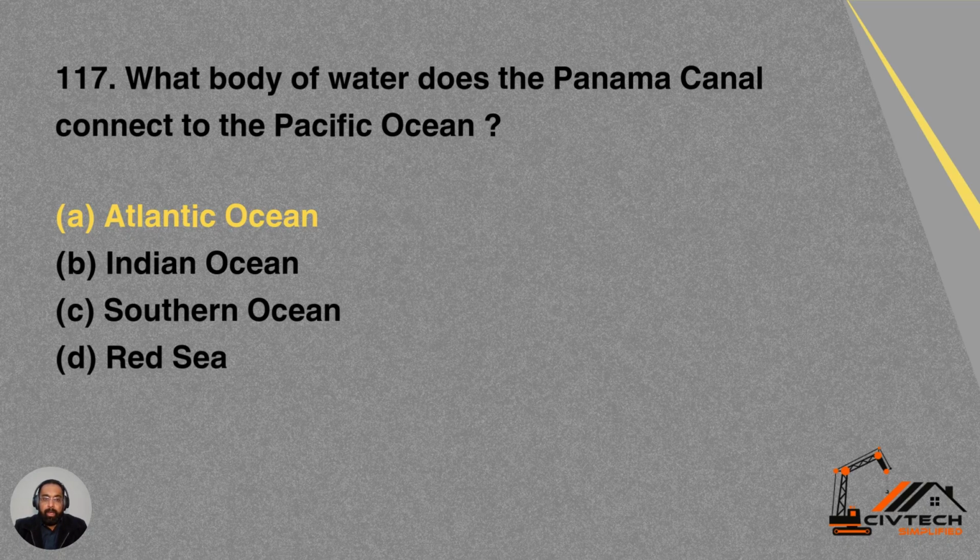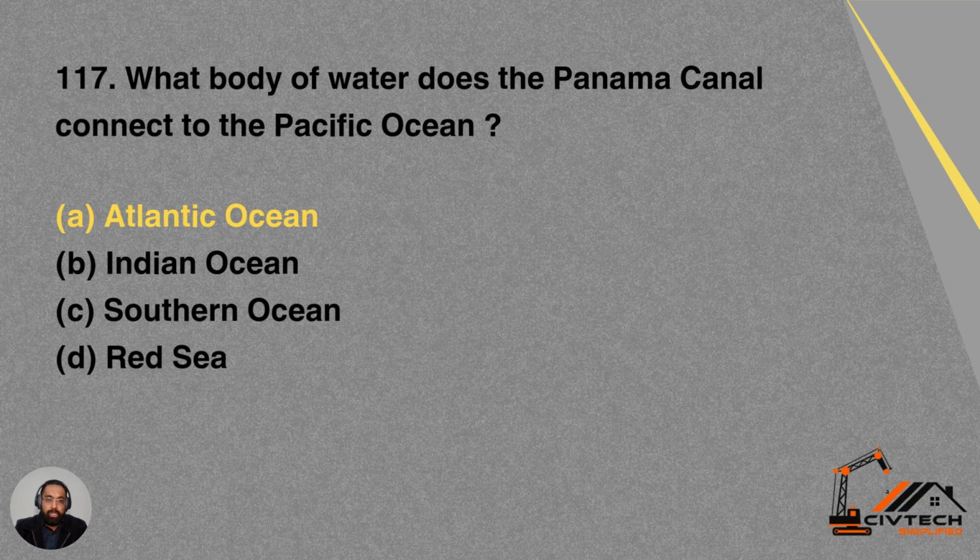117. What body of water does the Panama Canal connect to the Pacific Ocean? Option A, Atlantic Ocean. Option B, Indian Ocean. Option C, Southern Ocean. Option D, Red Sea.